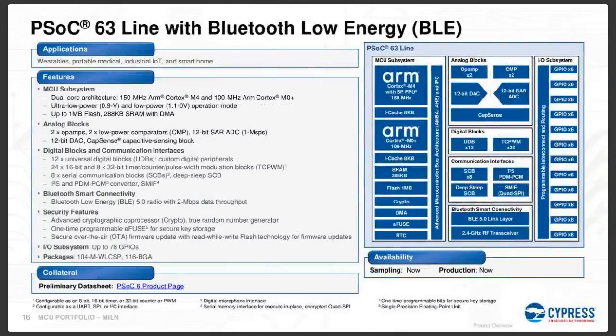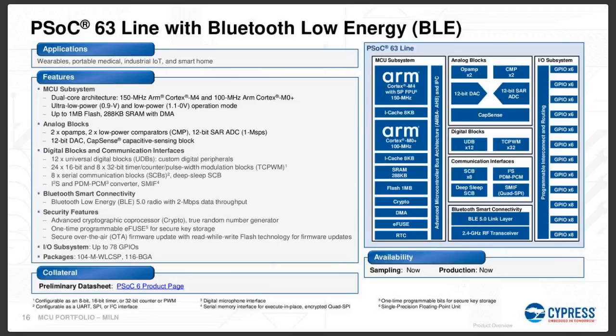Here's a view of the PSoC 6 with the BLE. Again, as I talked a little bit about before in the one block diagram with PSoC 6, dual processor M4, M0. You can see the amount of memory that's on this particular part. It has the crypto engines.